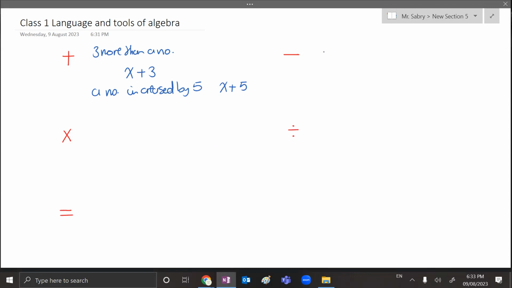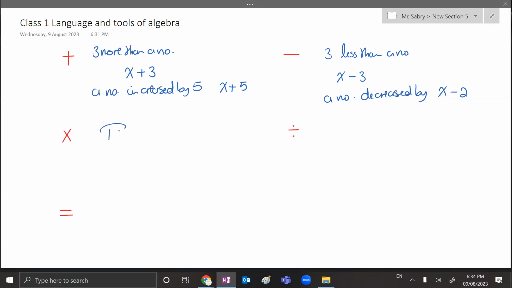On the other hand, with the minus there's a small trick, because if I say 3 less than a number, I should put the number first and then minus 3, because it's 3 less than something, so the something goes first and then I remove 3 from it. So the order here is a very important thing. But on the other hand, for example, if it says a number decreased by 2, that would easily be x minus 2. Makes sense so far? Any problems?